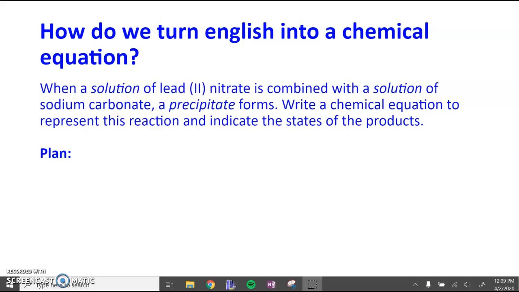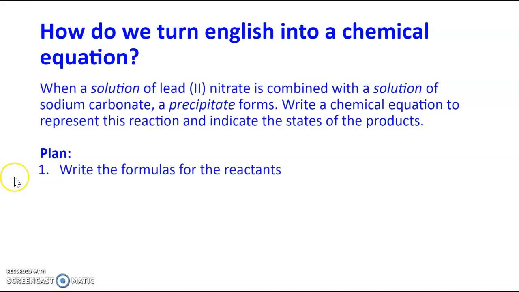and they help us write down the reaction. So if I have a solution of lead-2 nitrate, then I have lead-2 nitrate that's aqueous, and I have aqueous sodium carbonate as well. And then it's telling me a precipitate forms. So I can identify this as a double replacement reaction. My plan is to write the formulas for the reactants first, just to make sure I get that taken care of correctly.